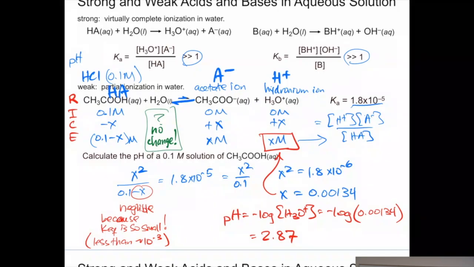Now, if that seemed complicated to you, just review what you've learned with me this semester so far, because this is absolutely no different from what you studied in Chapter 14. The only addition was doing that final log transformation, because that's pH.